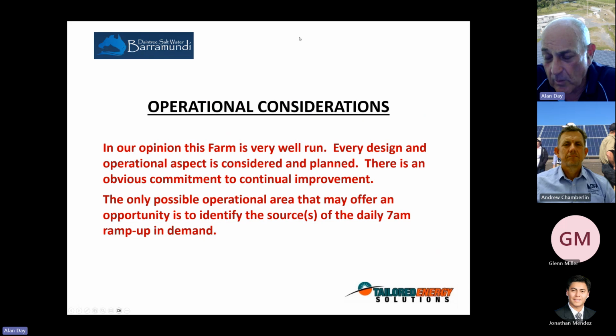So, when we look at the farm, we think, is there anything they could be doing differently that would give them some savings? Maybe the way they switch machinery on, the way that the machinery is configured. But as I said, this farm is very well run. Everything is planned. Everything's well maintained. There's a very good maintenance schedule.